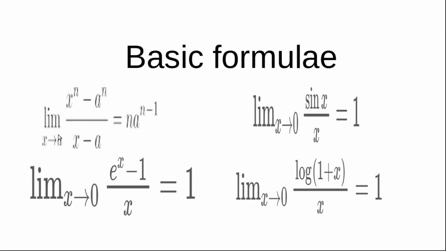The first formula is limit x tends to a, x raised to n minus a raised to n by x minus a. If you put x equal to a, the denominator becomes 0. Therefore, it does not exist. The value of the function at a does not exist. But we have already proved that it is equal to n into a raised to n minus 1.